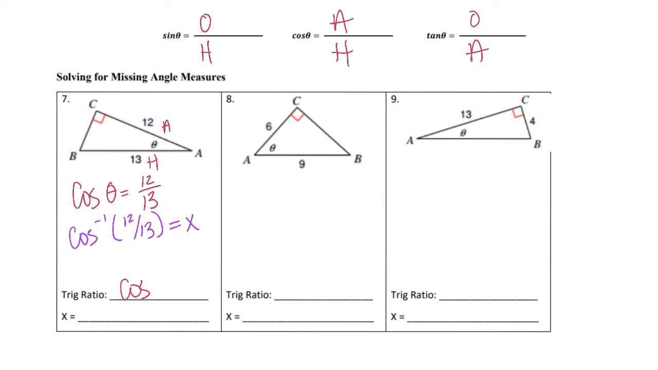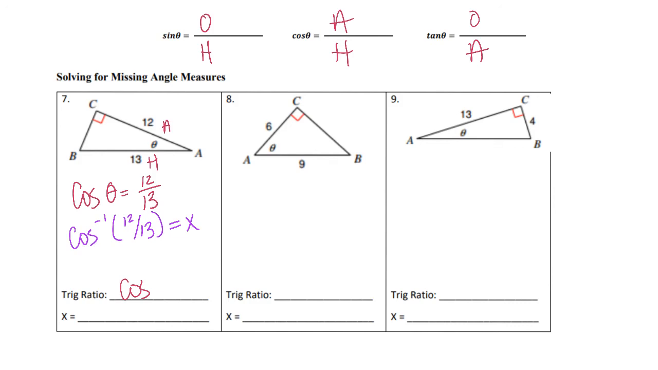So to type that on your calculator, if you have your calculator in front of you, first you want to make sure it's in degree mode. So you hit mode and you see where it says radian and degree. You want to scroll down and make sure that the word degree is highlighted. Then this cosine to the -1, you can get that by hitting second and then the cosine button, and then do 12 divided by 13.